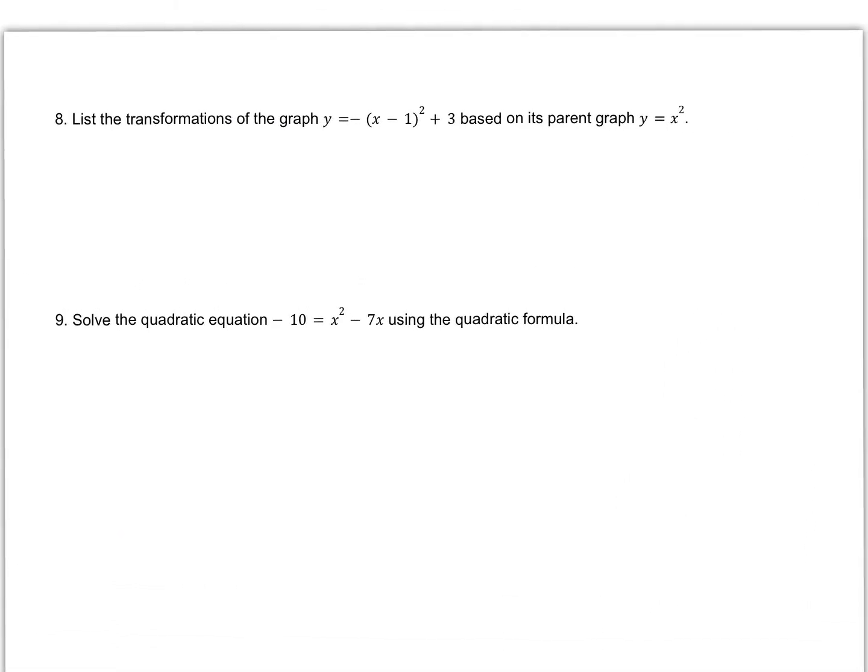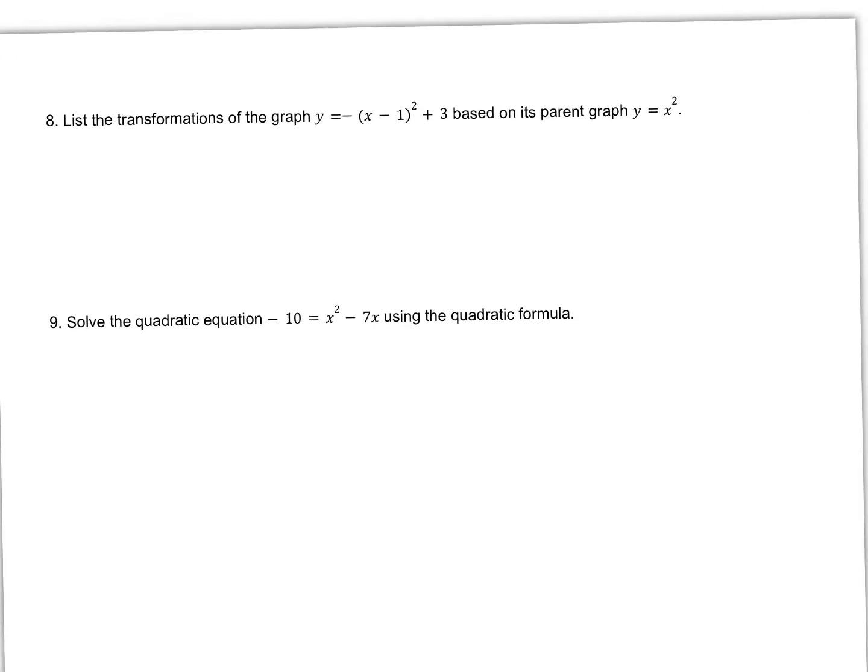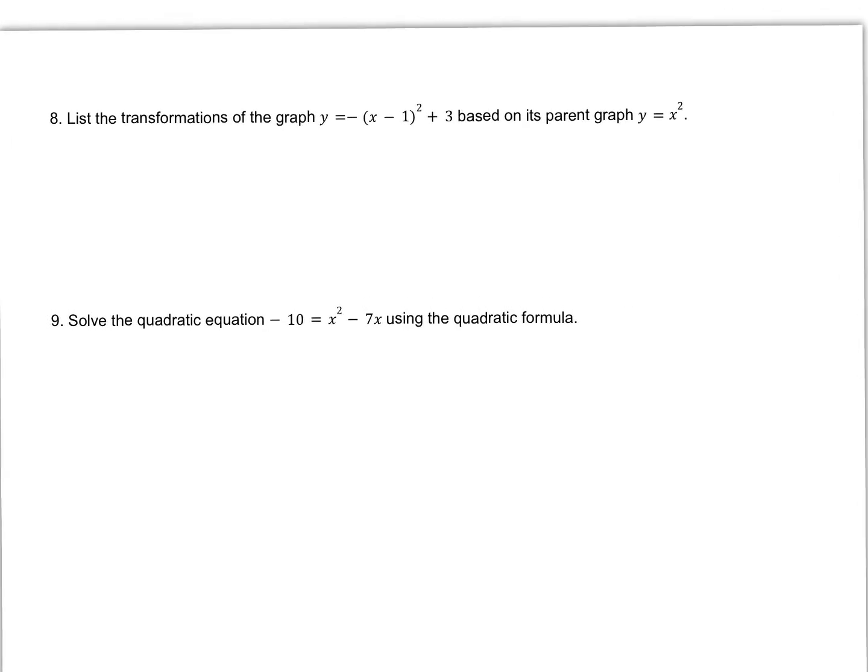All right. Next, we talked about transformations. So we have the graph y equals -(x minus 1) squared plus 3, and we want to know the transformations that have occurred from the parent graph y equals x squared. You can use Desmos. You don't have to, but you can. If you have a negative in front, that indicates a reflection. So a negative in front is a reflection.